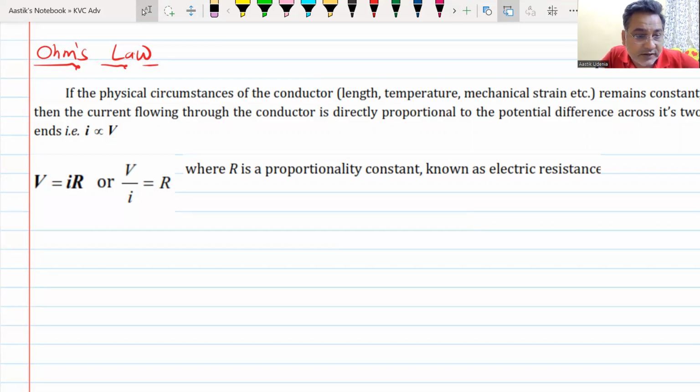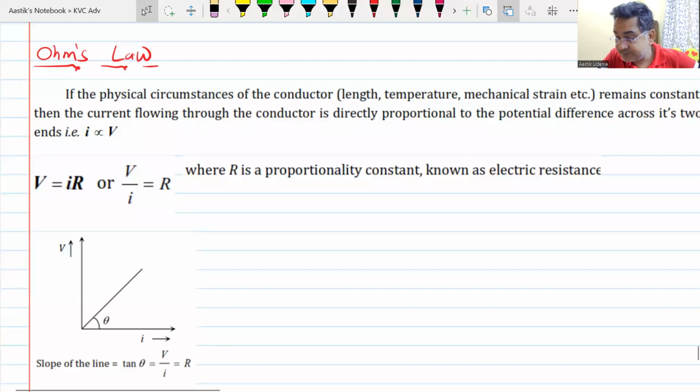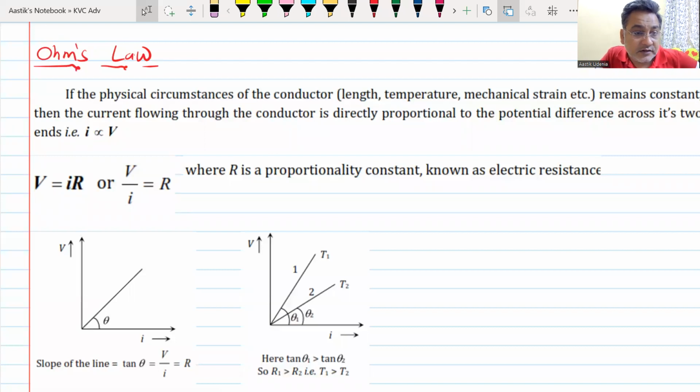If I draw a graph between V and I, it would be a straight line like this. If I draw the graph at different temperatures, the graph would be like this. When temperature increases, resistance increases, and therefore R1 in this case will be more than R2. Remember, Ohm's law is not a universal law.